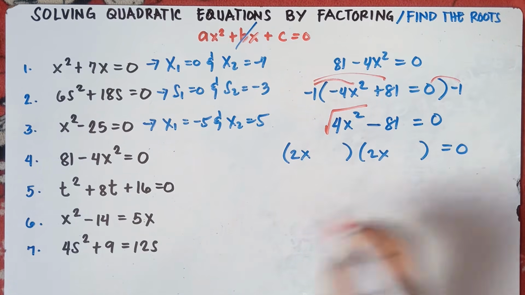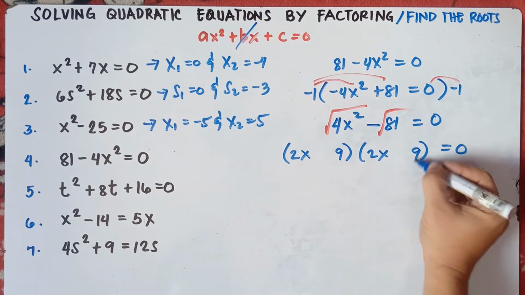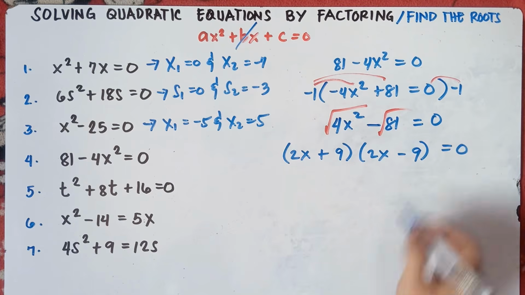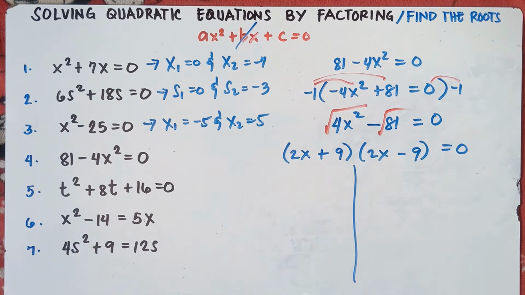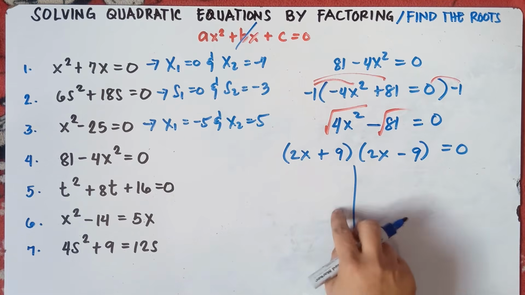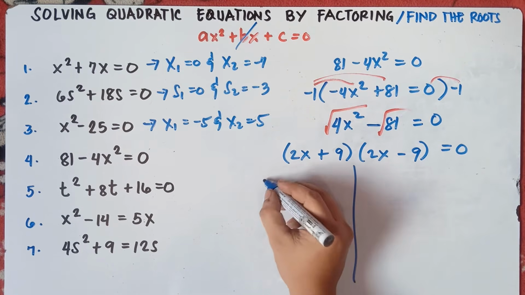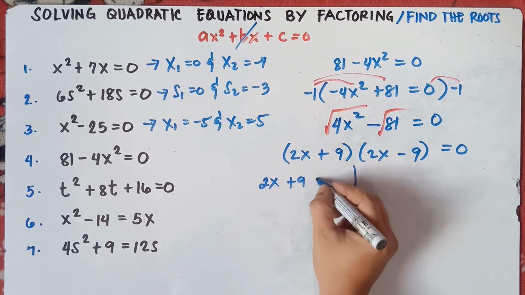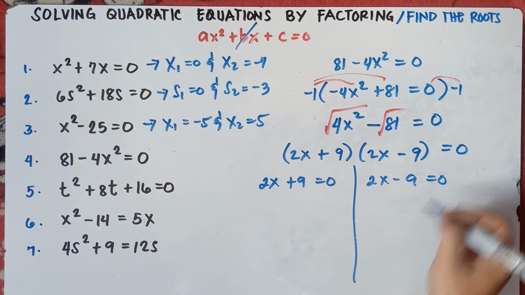Alright, and again, let's get the square root of the last term. The square root of 81 is 9. And you put positive and negative. That's it. These are the factors of this equation. And then we find the roots. So equate each one to 0. Let's start with the first quantity: 2x plus 9 equals 0. The other one is 2x minus 9 equals 0.